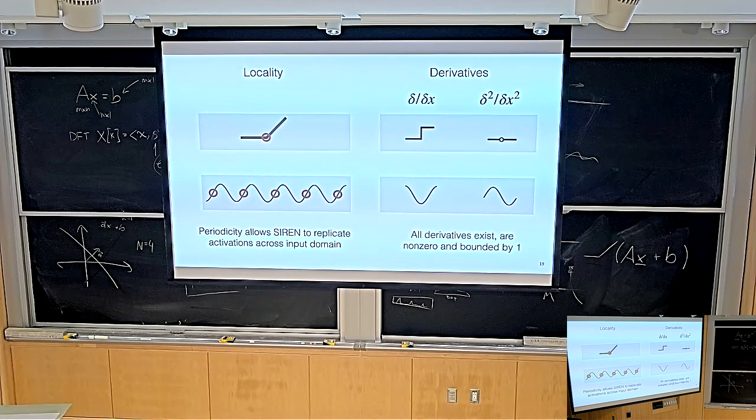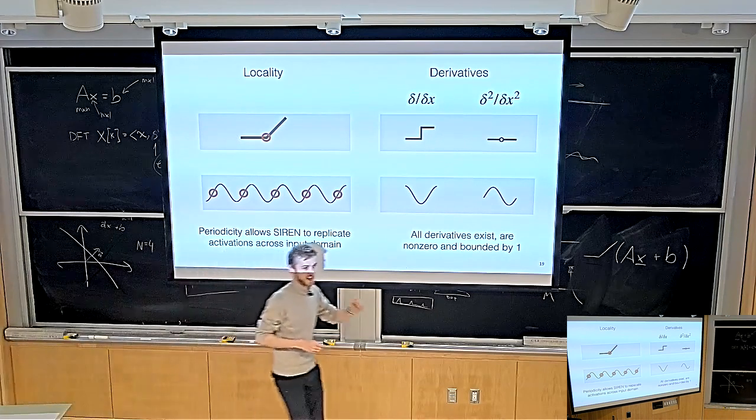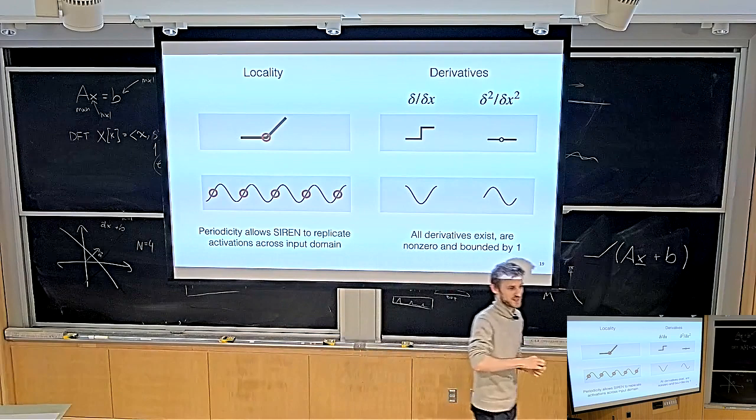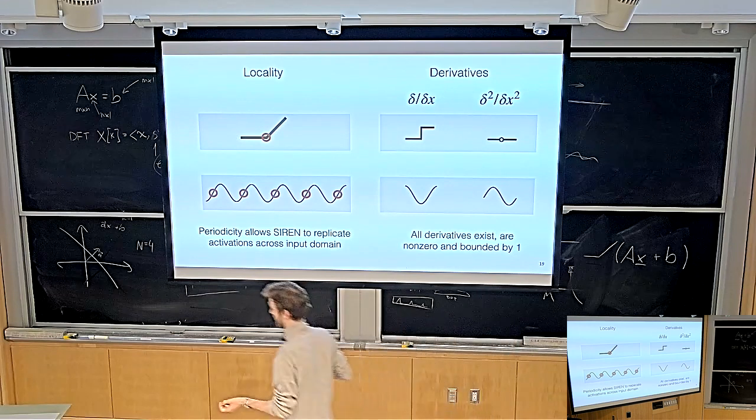Well, the sine has an interesting property: every derivative of the sine is a sine function itself. So no matter which order of gradient you take, the sine always stays smooth and continuous. So that was the intuition we had back then.